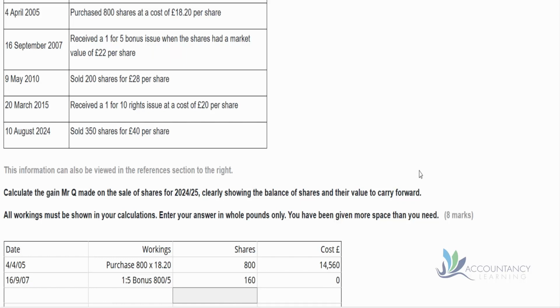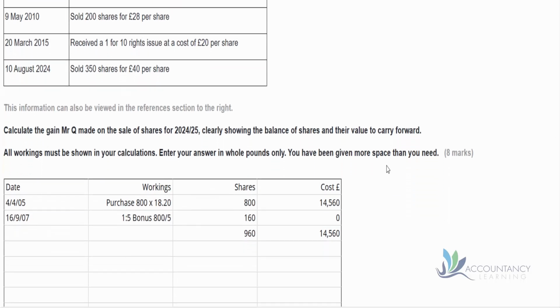So having put that line in, what we want to do now is do a subtotal, because these subtotals are going to be important for every time that we have a disposal. We'll need to use those subtotals. And so we just need a running total of how many shares and what is the running total of the cost. Okay, so we've dealt with the second row in the table. Let's move on to the third row now.